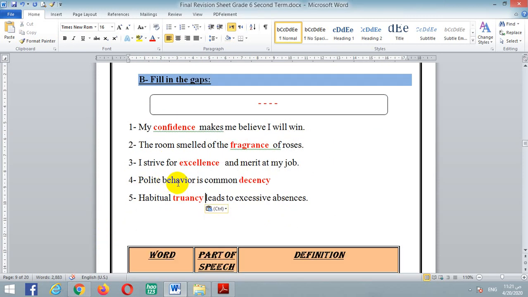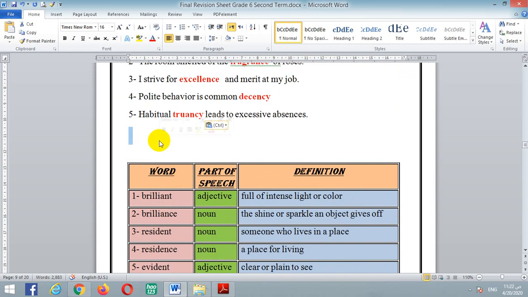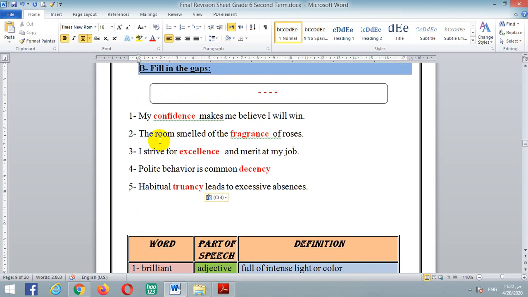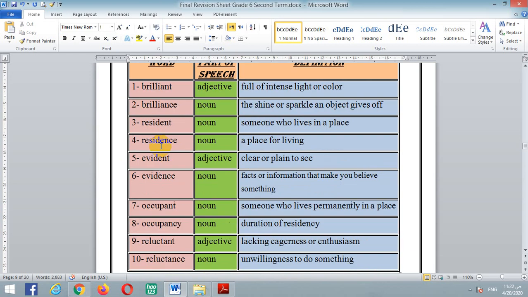Yes, now choose the correct answer. Before choosing a correct answer, we are going to see the next 10 words. Brilliant. What does it mean, brilliant? Brilliant, full of intense light or color, means full of color or light. Brilliant, the noun of brilliant, the shine or sparkle when an object gives off light.